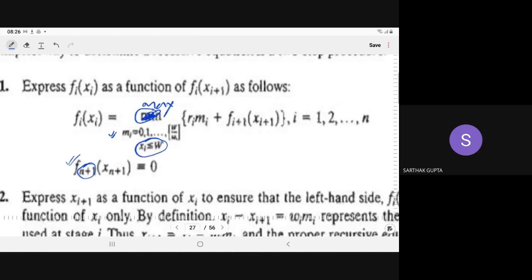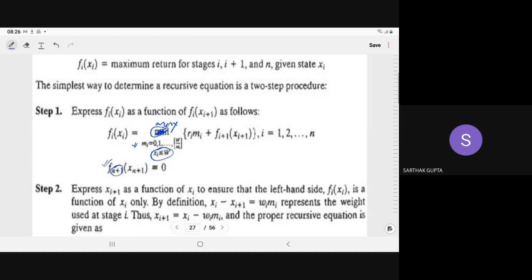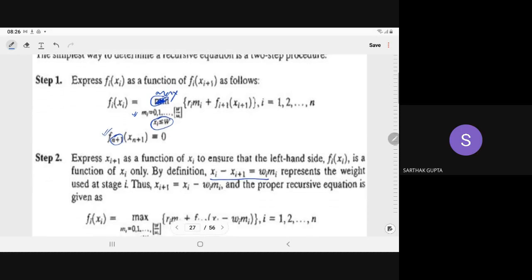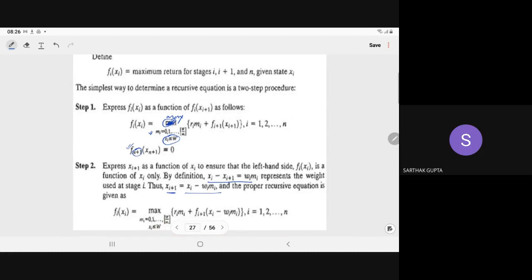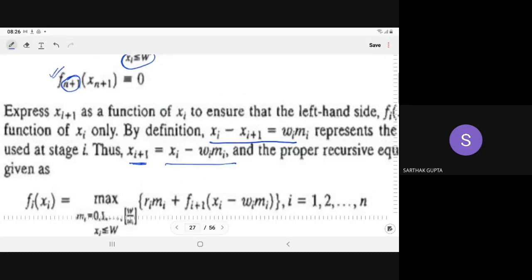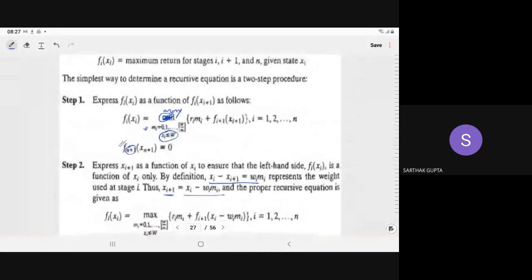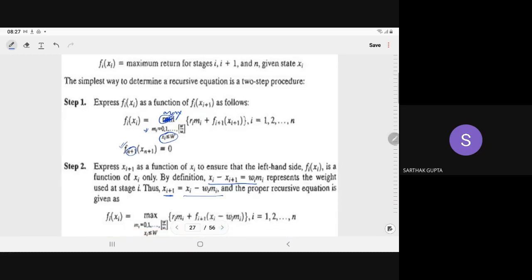Now, if I am saying that fi is a function of xi, there must be xi on the right hand side. That we can determine by the relation xi minus xi plus 1 is equal to wi mi. So xi plus 1 will become xi minus wi mi. So our formula for fi of xi will be updated as the maximum over mi equal to 0, 1, 2, means all the alternatives, up to the greatest integer of w upon wi, of ri mi plus fi plus 1 of xi minus wi mi, for i equal to 1 to n. So that is our maximization formula for each stage. In each stage we have to solve.